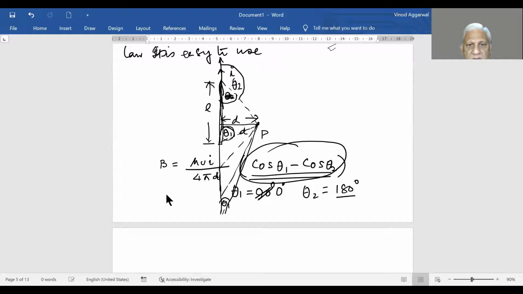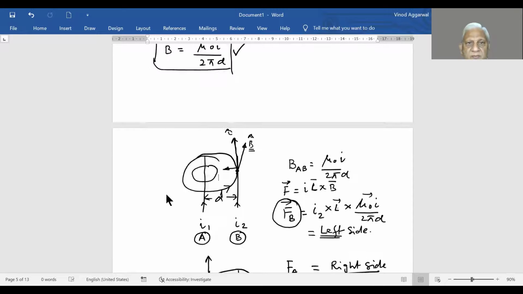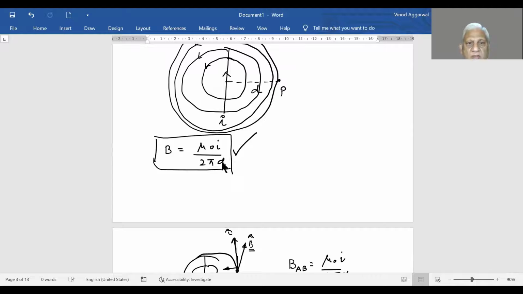So what will be our expression? cos 0 is 1, minus cos 180, which is minus 1 again. So this becomes mu naught I over 4 pi d into 2, which is equal to mu naught I over 2 pi d. This is what we saw earlier. Mu naught I over 2 pi d.